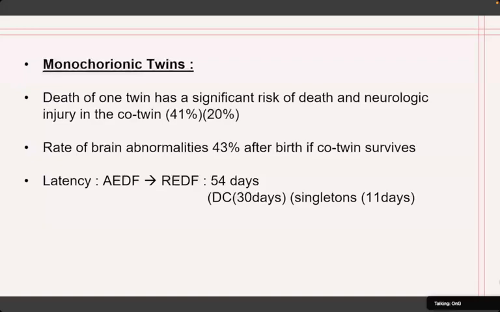With monochorionic twins, the death of one twin carries a significant risk of death and neurological injury in the co-twin, being 41% for death and 20% for neurological injury. The rate of brain abnormalities is 43% after birth if the co-twin survives. The latency period from absent to reverse end diastolic flow with monochorionic twins is 54 days. It's noted to be 30 days in dichorionic twins and 11 days in singletons. This is likely due to the early age of onset and placental connections that complicate the traditional pathophysiology of fetal growth restriction.